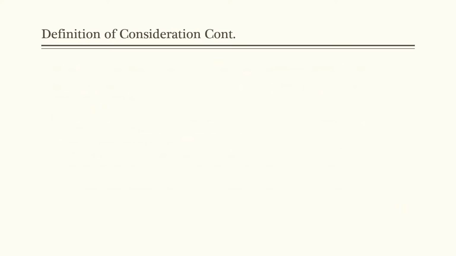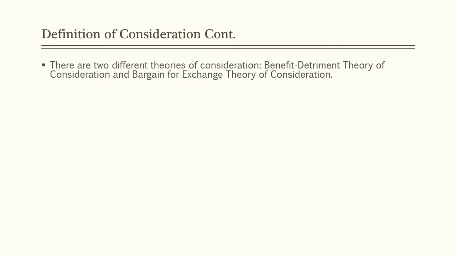As you can see from Exhibit 10-1 in your book and from the previous slide, consideration seems to be grouped into two types, either a detriment or benefit to one party, or just a pure exchange of something for something that's bargained for. And that's because there are two different theories of consideration out there in the law: benefit detriment theory of consideration and bargain for exchange theory of consideration. They seem similar, but they have one key difference.